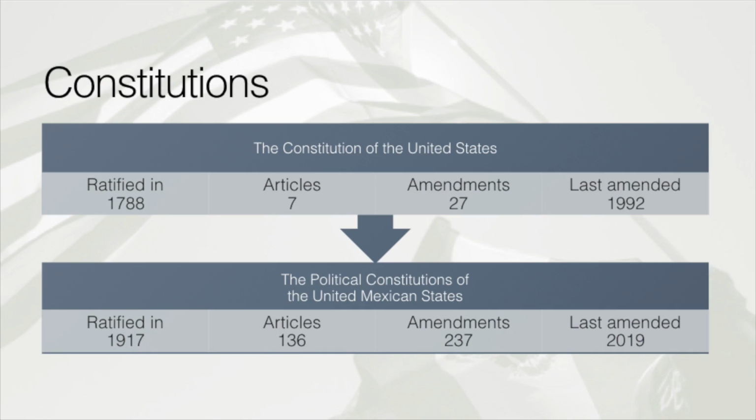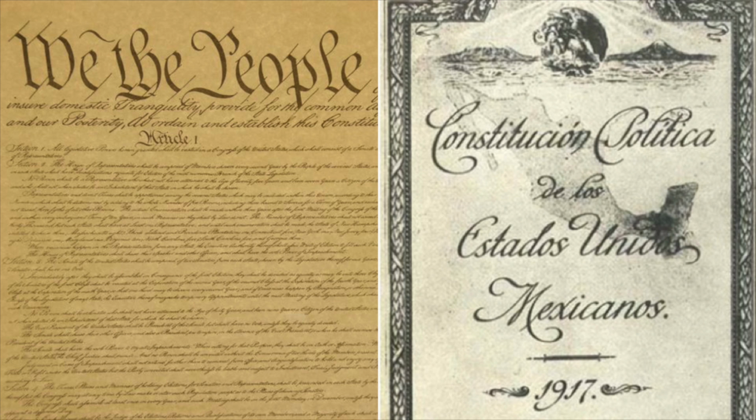So let's talk about numbers. The Constitution of the United States was ratified in 1788, has 7 articles with 27 amendments, of which the last was in 1992. On the other side, the Political Constitution of the United Mexican States was ratified in 1917, has 136 articles with 237 amendments, of which the last was on the past May 15 of the current year. Here you can see on the left side the US Constitution and on the right side the Mexican Constitution.